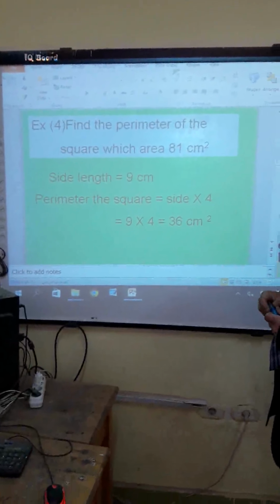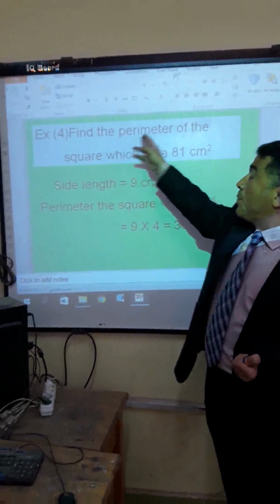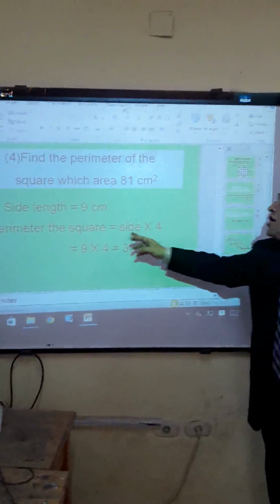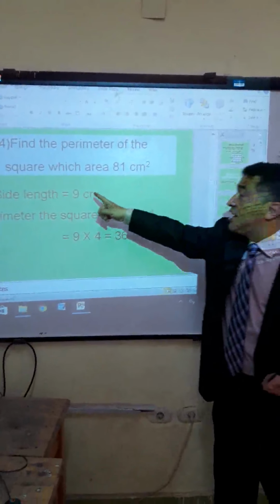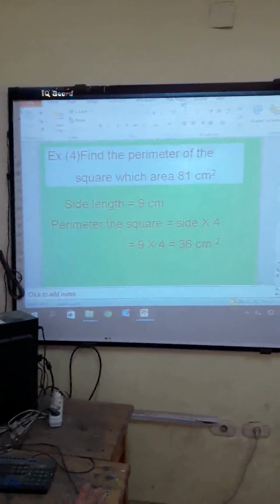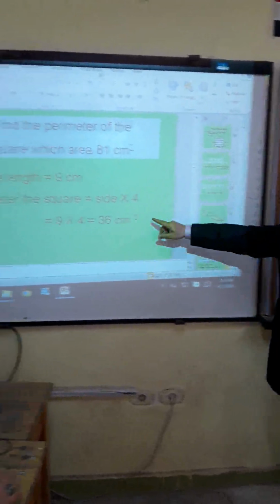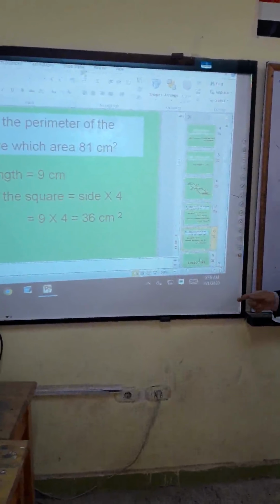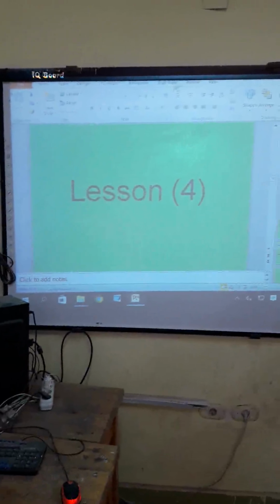But he wants the perimeter. Then the perimeter of the square equals side times 4. I have a side of 9. 9 times 4 equals 36 centimeter. Centimeter only, for the square. Next. Lesson 4.